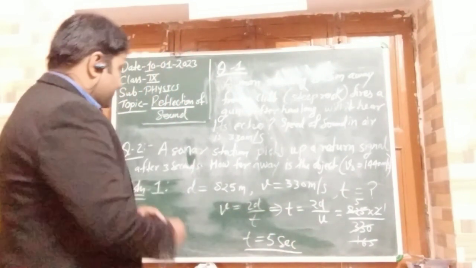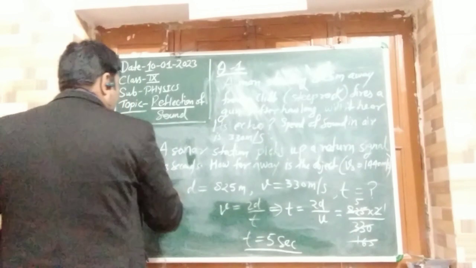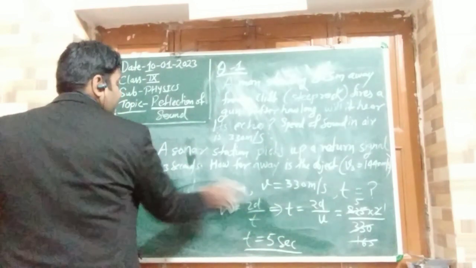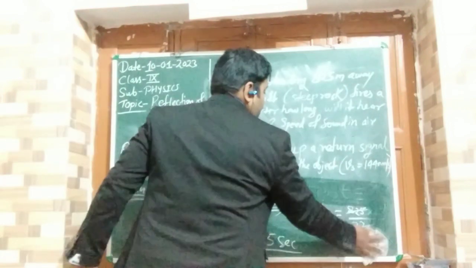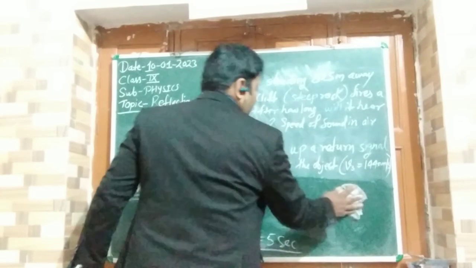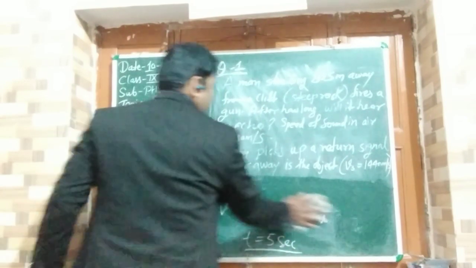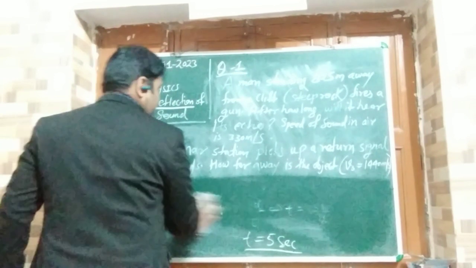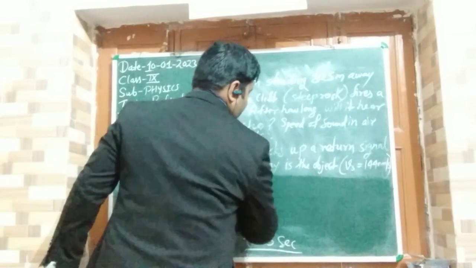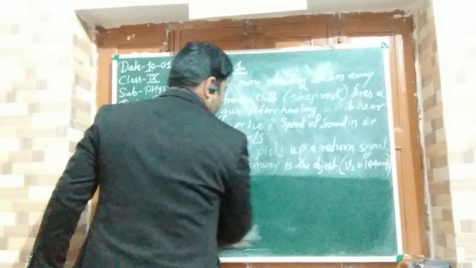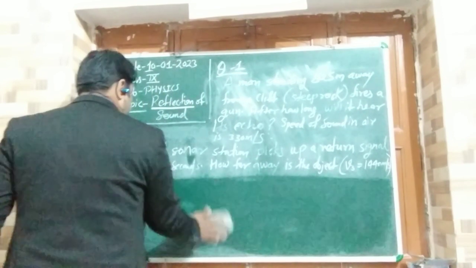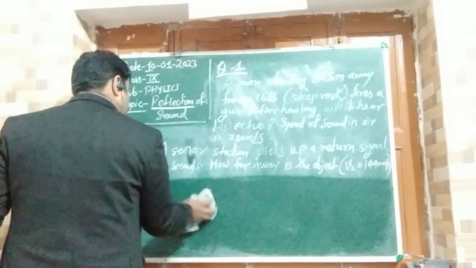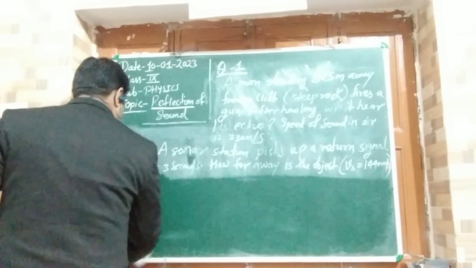Clear? Let's see the second one. Solution of the next one is a very easy concept. You should try to solve all the numericals given in your book. Then you can improve your concept. Only one simple formula: speed is equal to twice the distance upon time, and distance is equal to speed into time upon 2. Clear?